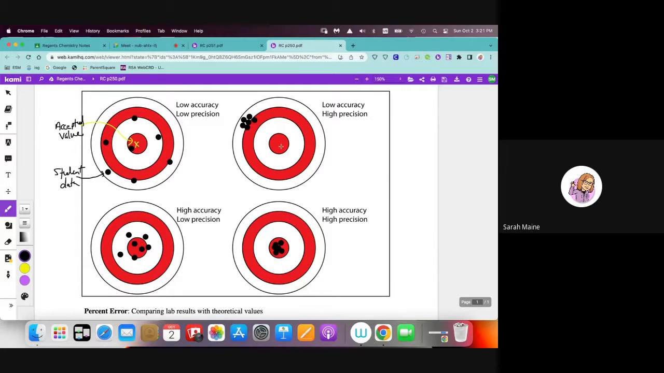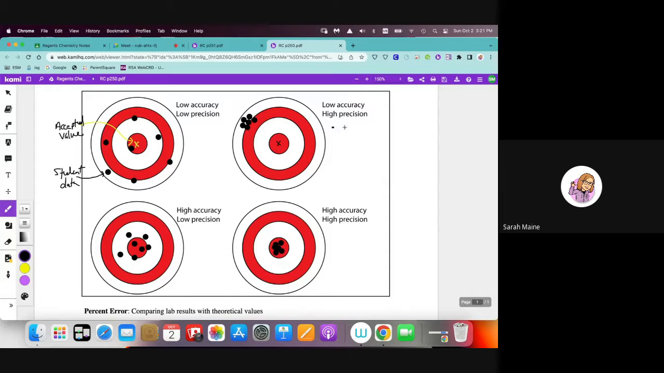If we move across to this target, where here's the bullseye, and you take a look at the student's data, it is not the same or similar to the accepted value. It's still pretty far away. But this time, take a look. The student's data is clustered or grouped all in one area on the target. So there is consistency in this data. And usually when this happens, this could indicate low accuracy but high precision.